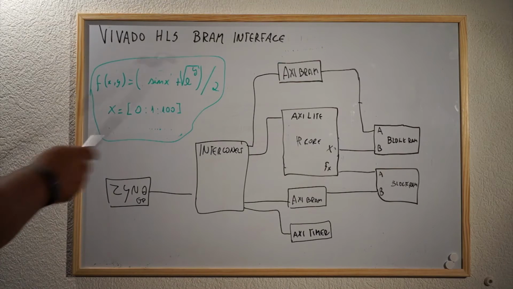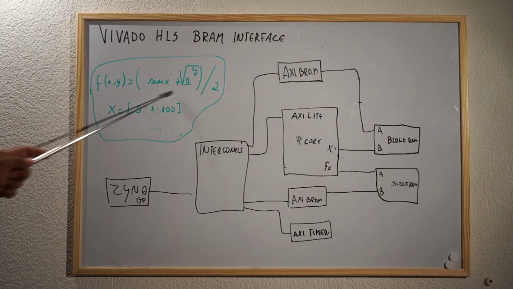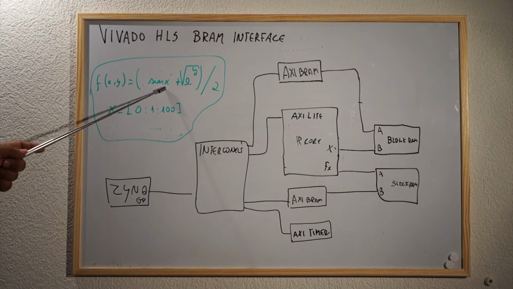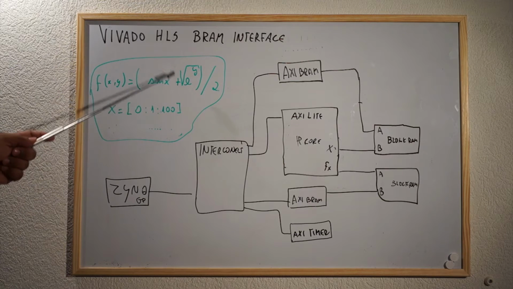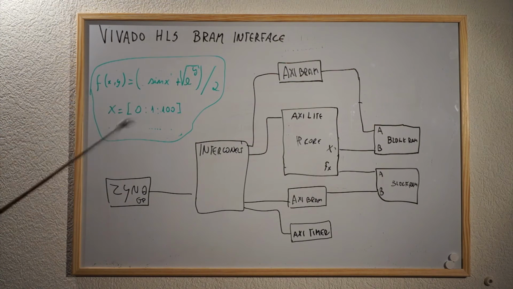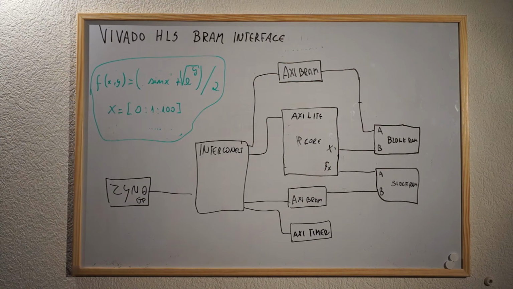Okay, guys, Vivado HLS BRAM interface. In our lab, we are going to synthesize a core that is going to implement this function here. It's going to calculate the sum of x plus the square root of the exponential of y, and all this divided by 2. This has no meaning at all. It's just a crazy function, just to show again how to create floating point IP cores.